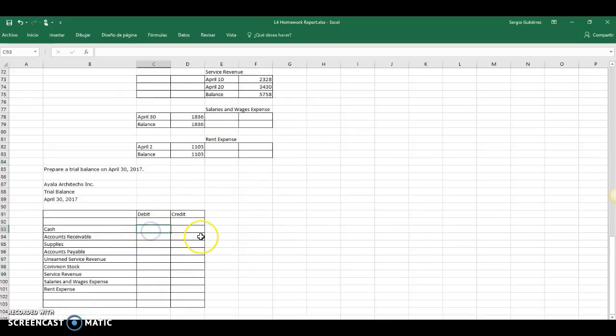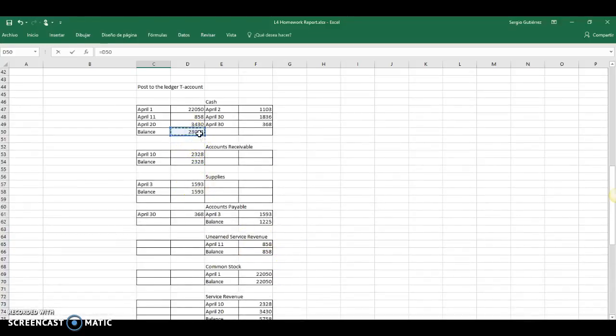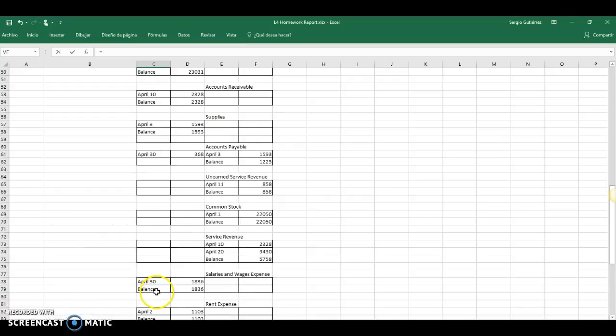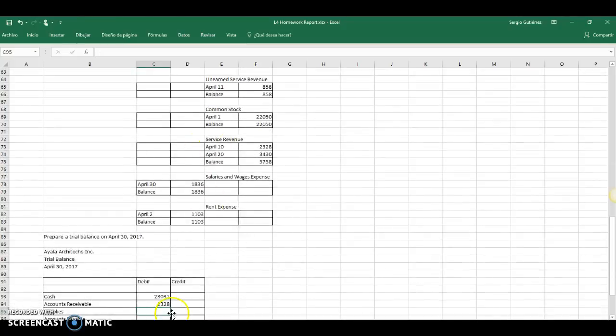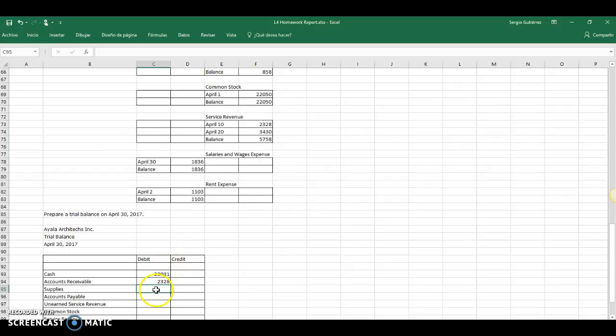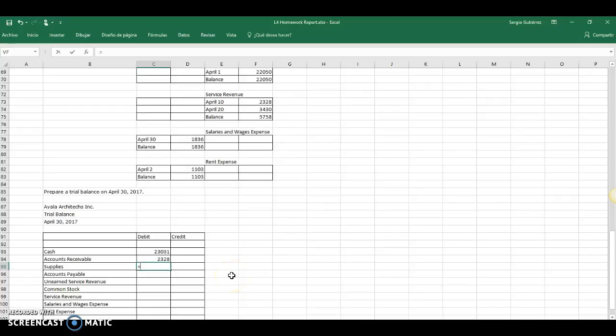So in the cash account, we select the balance, hit enter. For the accounts receivable, the same thing. We put equal and select the balance, hit enter. We are just transferring the information. That's the only thing I am doing right now. For the supplies account, the same thing. This all goes on the debit column.